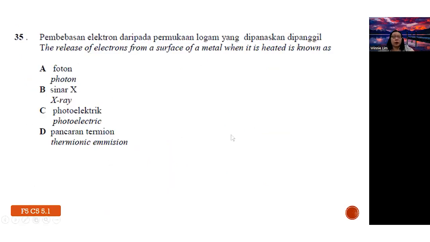Now we move on to question 35. The release of electrons from the surface of matter when it is heated is known as what? When you heat up the matter, it will release electrons. So this concept is called thermionic emission. Thermionic emission is under the topic of electronics, Chapter 5, Electronics in Form 5.